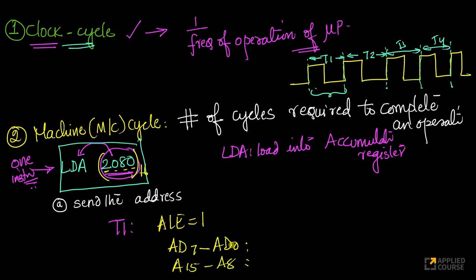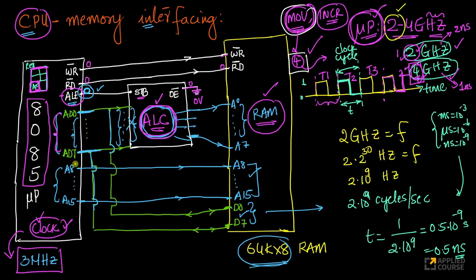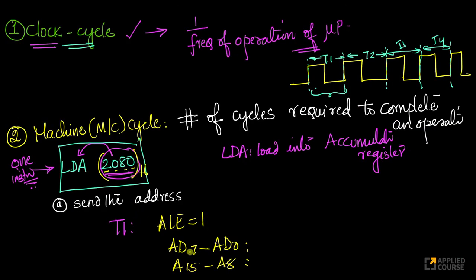Remember, in our 8085 architecture these are time multiplexed. I've set my ALE to 1, which means they'll be interpreted as address pins now. I need to send the lower value here, so 80 in hexadecimal will be sent, and here 20 will be sent in hexadecimal. I'll convert this into binary. This will become 16 bits, 4 bits for each hexadecimal digit. That's how you convert from hexadecimal to binary.